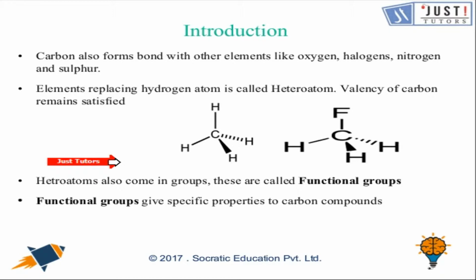Heteroatoms also come in groups, and these groups are called functional groups. For example, we have the alcoholic group, in which we have OH, oxygen and hydrogen. We have a few more groups, which we will talk about in the session. These functional groups represent specific properties. The functional group gives specific properties to the carbon compounds, no matter how long the chain is.